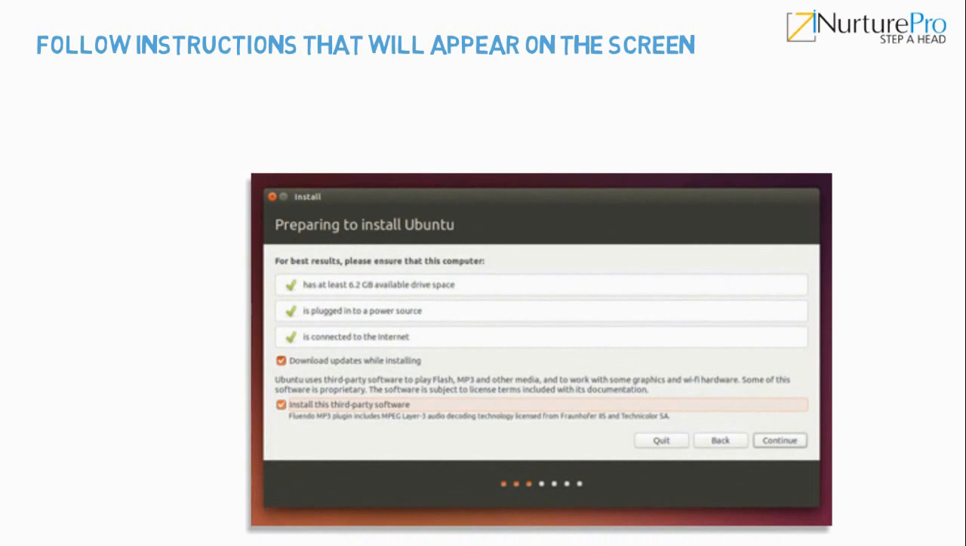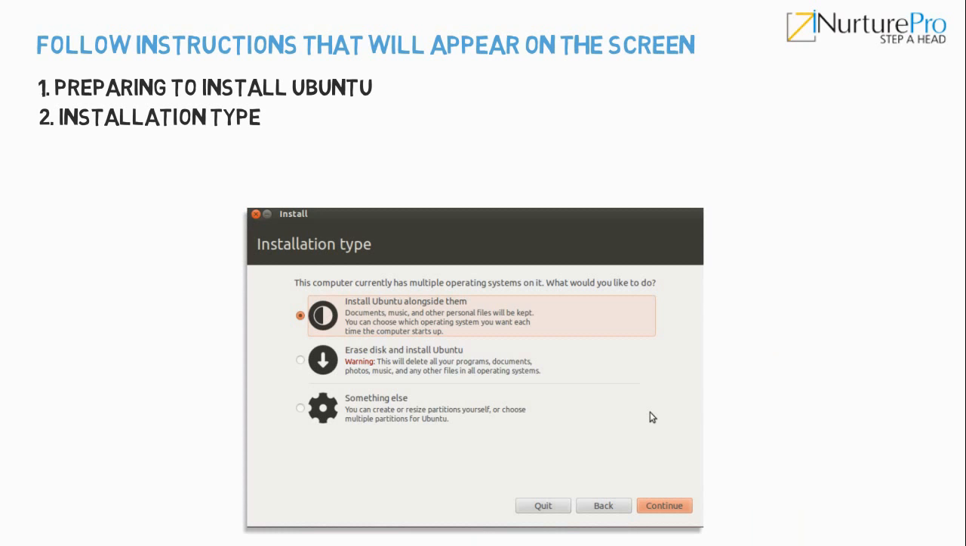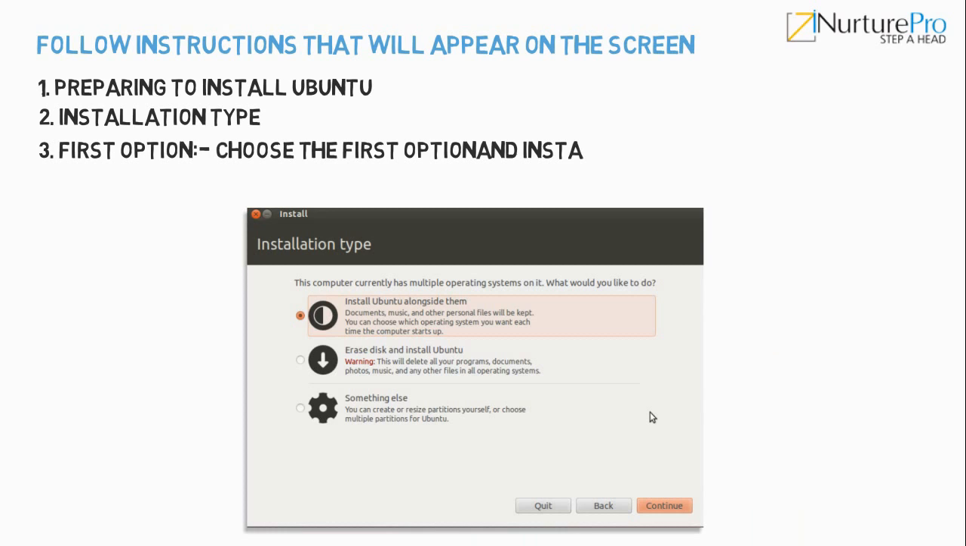Once a bootable USB starts working, we have to follow instructions that will appear on the screen. In the beginning, the screen will display the message preparing to install Ubuntu. Then the next screen will ask us to select the installation type. It is advisable to choose the first option and install Ubuntu alongside the existing operating system.